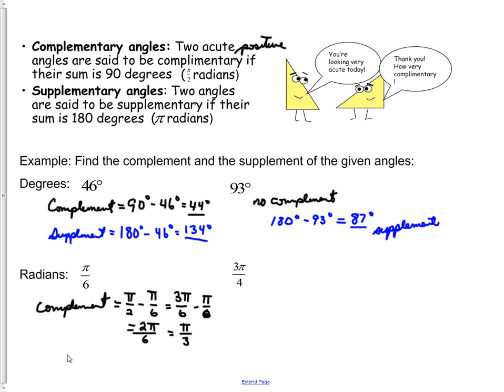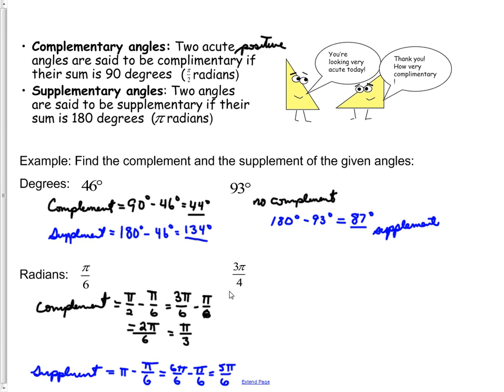Interesting. How about our supplement? Well, our supplement is going to be found by subtracting from pi instead of 180 degrees. So in radians, our supplement is going to be found by taking pi minus pi over 6. So when we do the subtraction right here, of course, we get our common denominator. So 6 pi over 6 minus pi over 6 will result in 5 pi over 6 being our supplement this time.